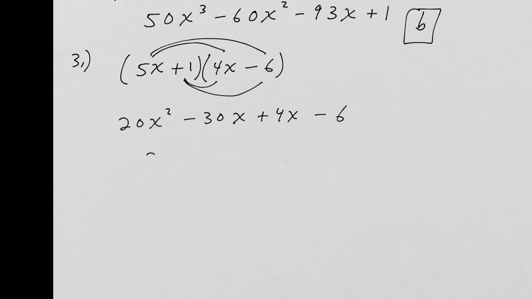And then we can do one more thing, right? We can combine like terms. There's only one x squared term. But negative 30x plus 4x is negative 26x, and then minus 6. So that would be my answer. So in this case, it looks like B is the correct solution.